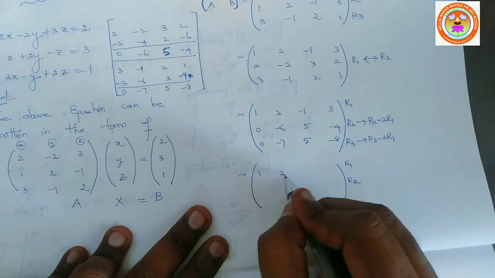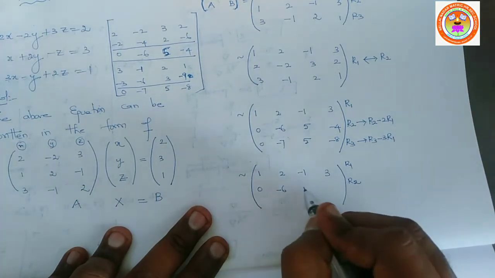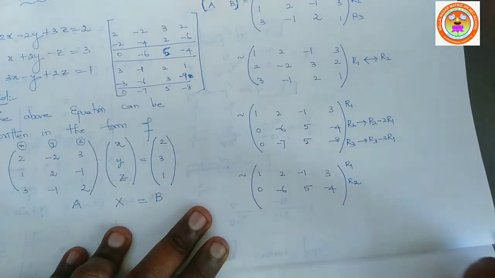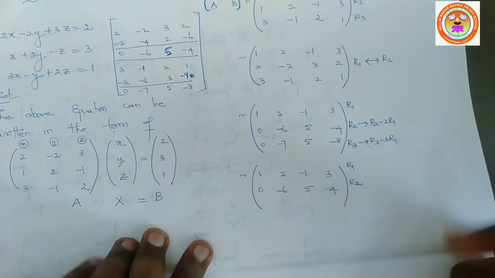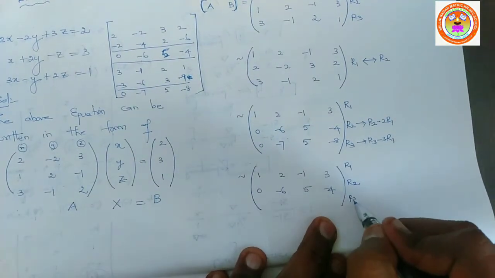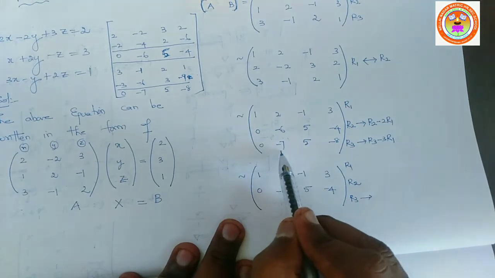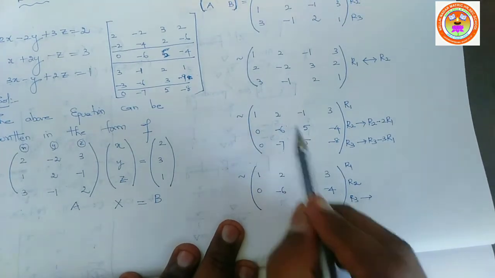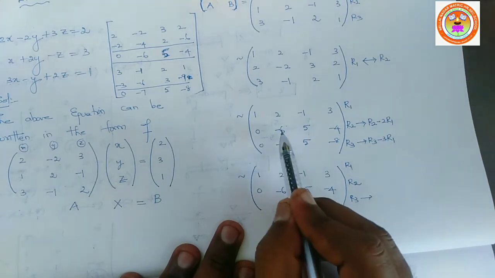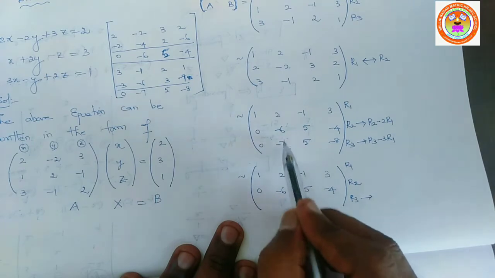1, 2, minus 1, 3, 0, minus 6, 5, minus 4. There is change only in R3. How can we change R3? R3 tends to. I need to get 0 here. For getting 0 here, I need to multiply this one by 7 and this one by 6, because 6 7s are 42, 7 6s are 42. So no problem, both are getting 42.